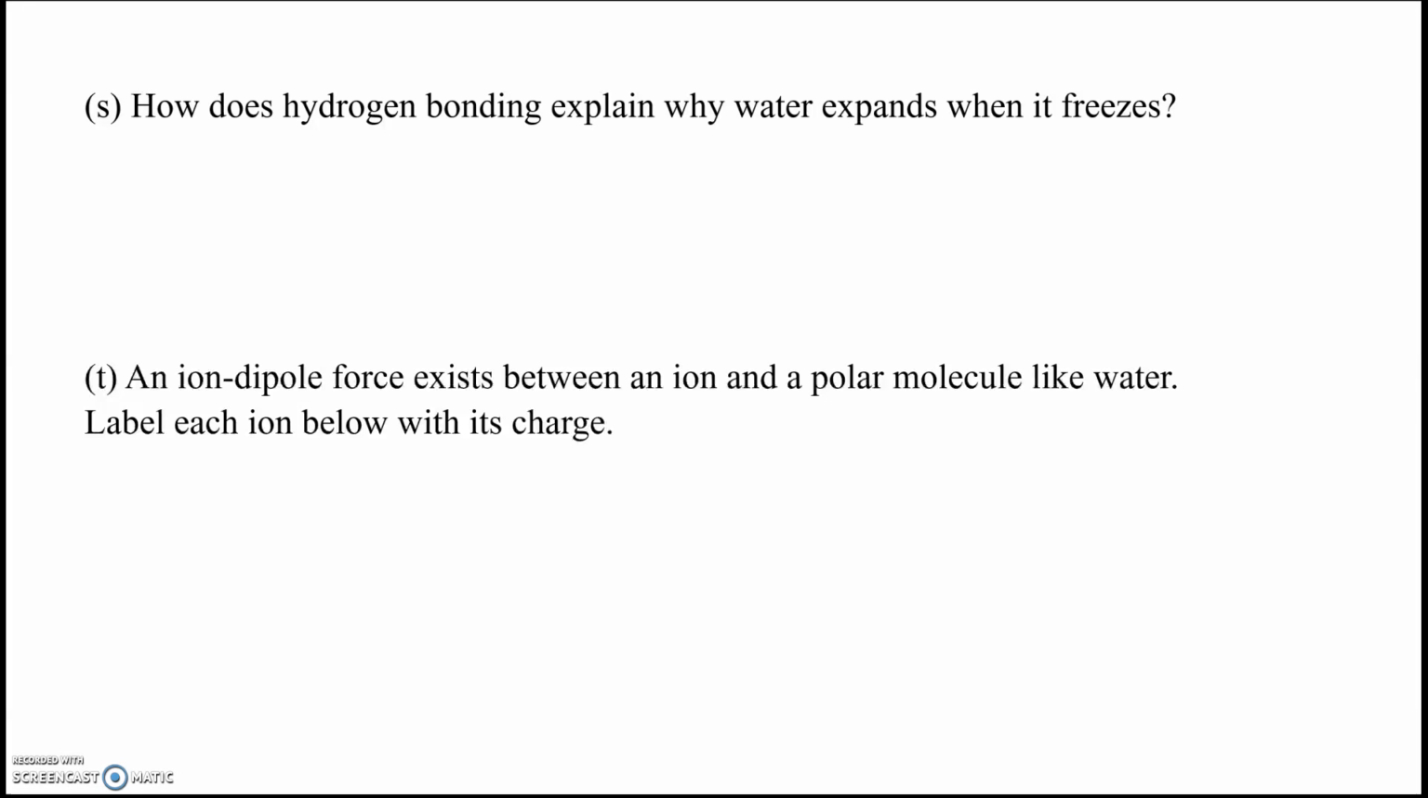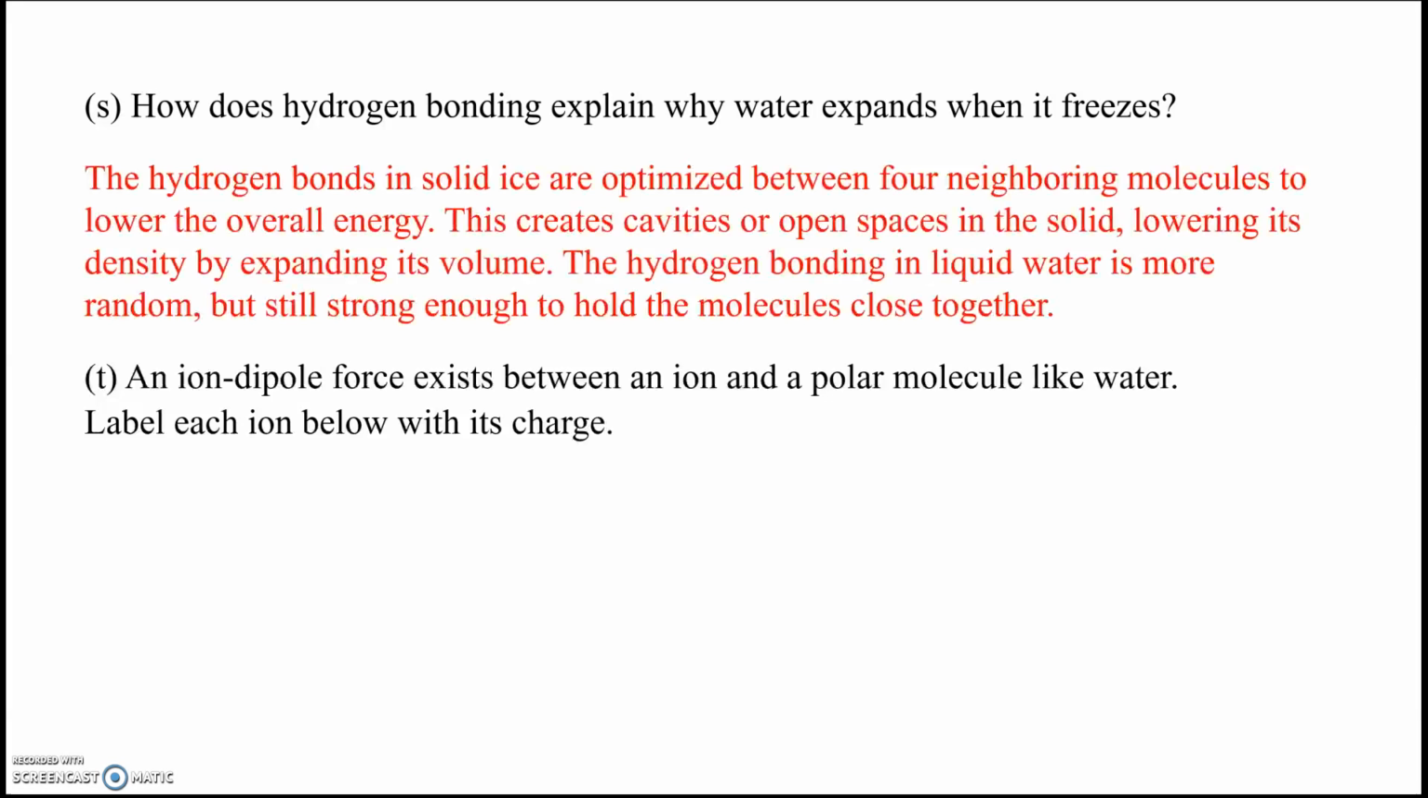Question S. How does hydrogen bonding explain why water expands when it freezes? Well, that's because the hydrogen bonds in solid ice are optimized between 4 neighboring molecules to lower the overall energy. And when it does this, this creates cavities or really open spaces in the solid. And when that happens, the density goes down because the volume goes up. You still have hydrogen bonding in liquid water. It's random, but it's strong enough to hold the molecules together.